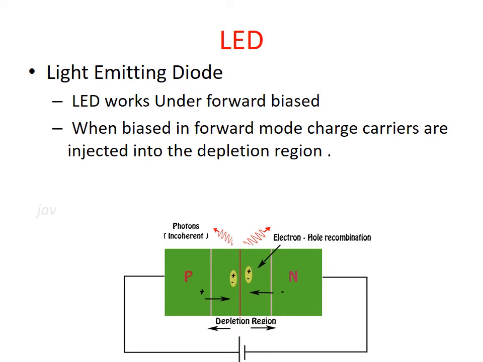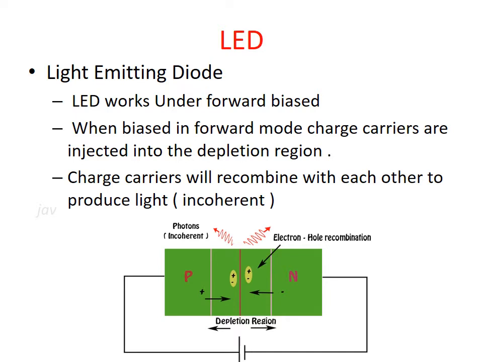Light produced by an LED is incoherent. Incoherent means they will be moving in random directions. And commonly used materials for making LED are gallium arsenide, gallium phosphide, etc.